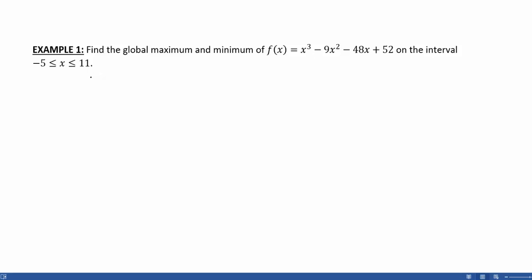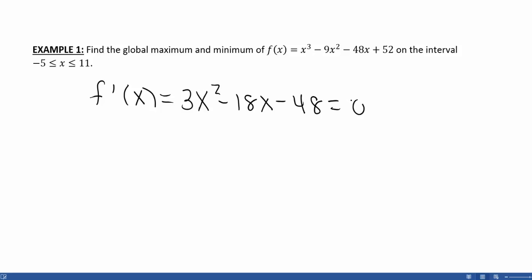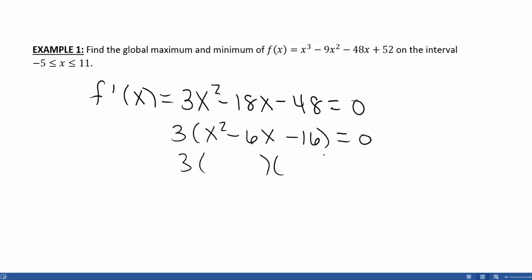So remember, we find critical points by finding where the first derivative is equal to 0. So my first derivative here is 3x squared minus 18x minus 48. And I want to know, when does that equal 0? So I'm going to factor this. First I'm going to pull out a 3, and then I'm going to factor it a little bit further here. So I have two numbers that need to multiply to give me -16 and add up to give me -6. So that'll give me x minus 8, x plus 2.